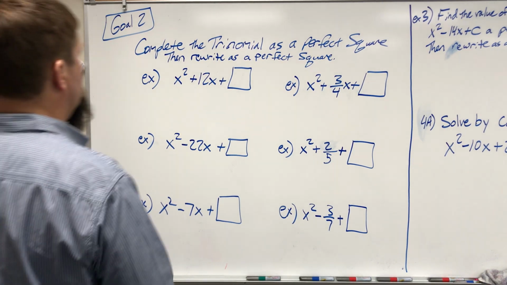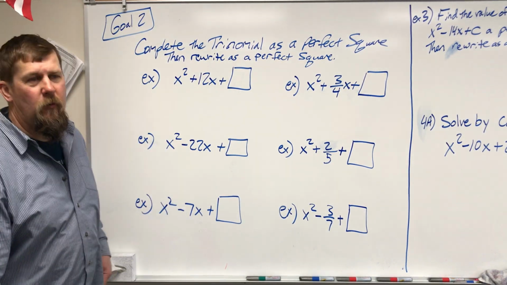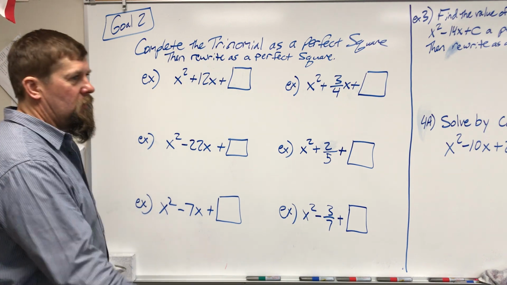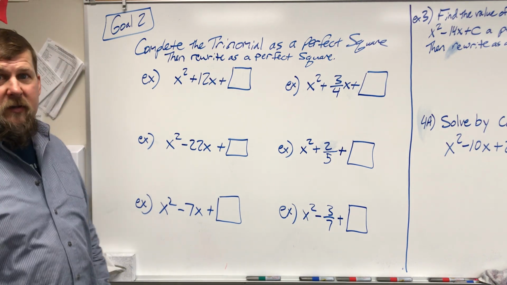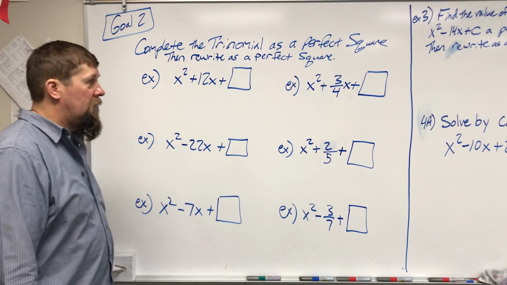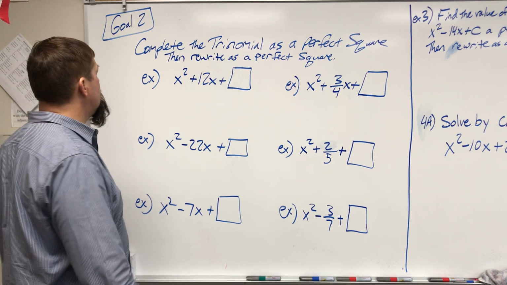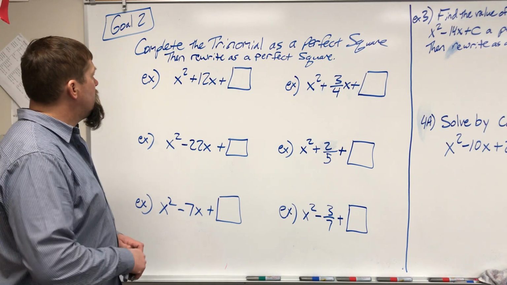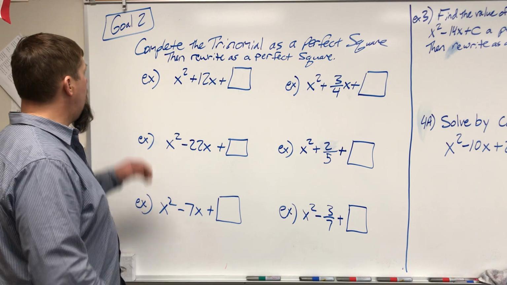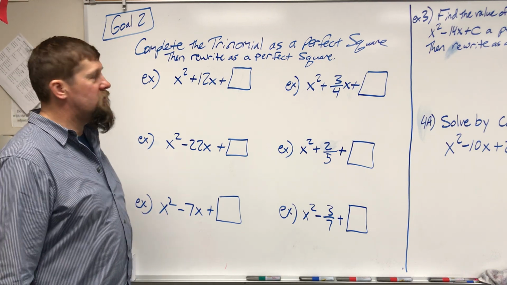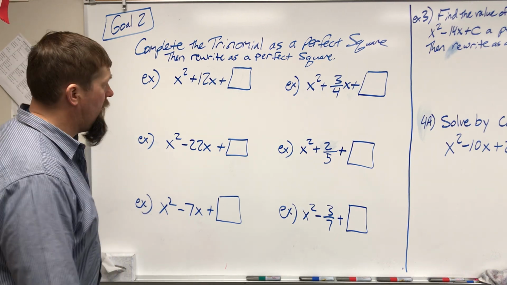Okay, welcome back to the second goal of section 4.5. The second goal in the book is examples 3 through 6. So hopefully you're following along in your book. Let's go through. The first concept of this is actually completing the trinomial as a perfect square.